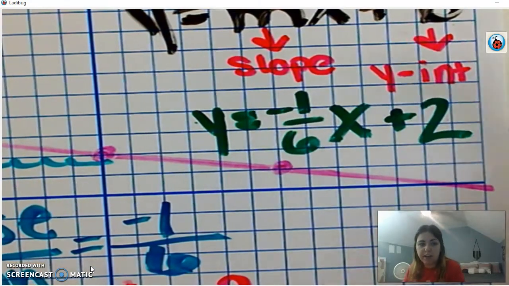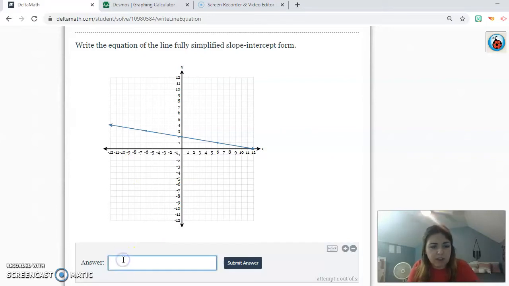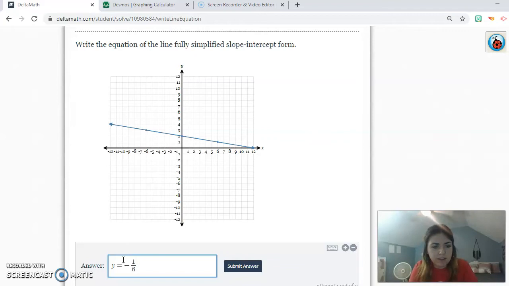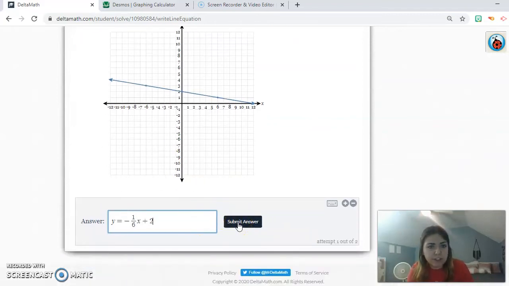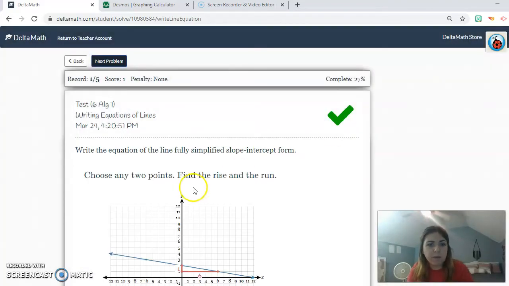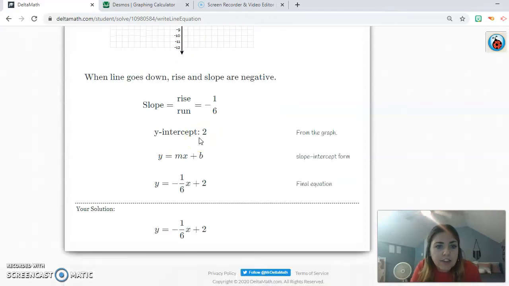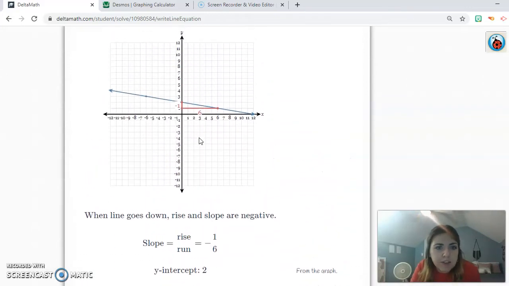That's the equation of this line. So now I'm going to write that on Delta Math. If I go back to it, I've got y equals negative 1 over 6 x plus 2. Submit that answer. Yep, and we got it. See, and they've worked it out for you here. Slope, rise over run, you get negative 1 over 6. And then your y-intercept is 2.